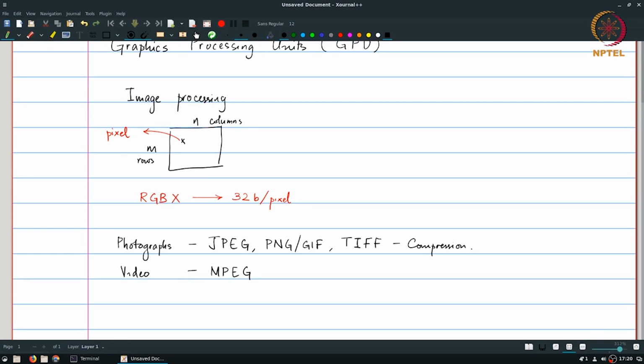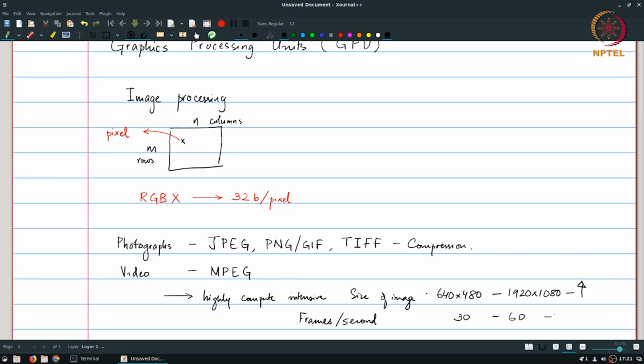The important point to keep in mind over here is these are highly computationally intensive. The reason being that the sizes of the images could be anything from 640 by 480 to, let's say, high definition, which is 1920 by 1080, to even higher than that. And in addition to that, the important point is we also need to deal with the number of frames per second, which could be 30 at the low end to 60 all the way up to something like 120 nowadays. So when you have very high rates of change of images, the sheer amount of data that you need to deal with is so huge that it demands a very significantly large amount of computation.